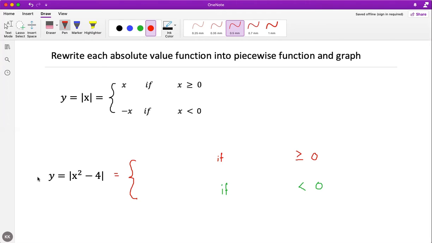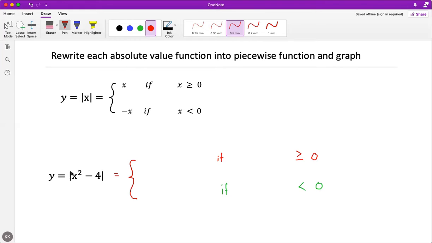So let's try a different method of graphing the absolute value function y equals absolute value of x squared minus 4. With this method, I'm going to rewrite the absolute value function into a piecewise function. Remember how we can rewrite an absolute value function as a piecewise function? We are going to replace every x here by the expression inside the absolute value.